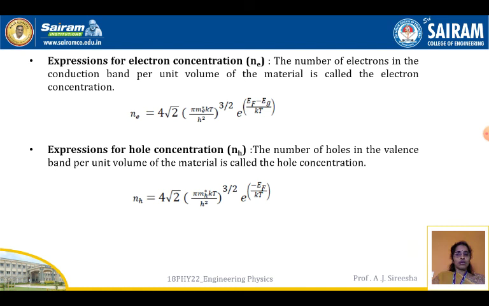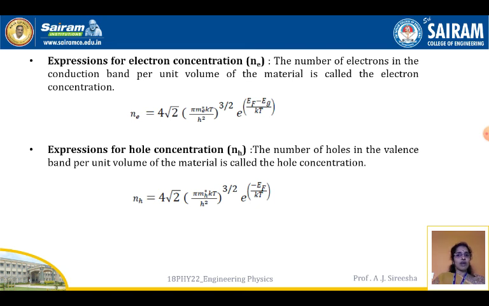So NH is equal to 4 root 2 pi mH star kT by h square, whole to the power of 3 by 2, into e to the power of minus EF by kT. These expressions are a little tricky to understand, and since you do not have the derivation, please try to remember them in a logical way. I'll give you a small tip. See here, Ne is equal to 4 root 2 pi me star kT by h square, to the power of 3 by 2. This remains constant for both the equations, Ne and NH.